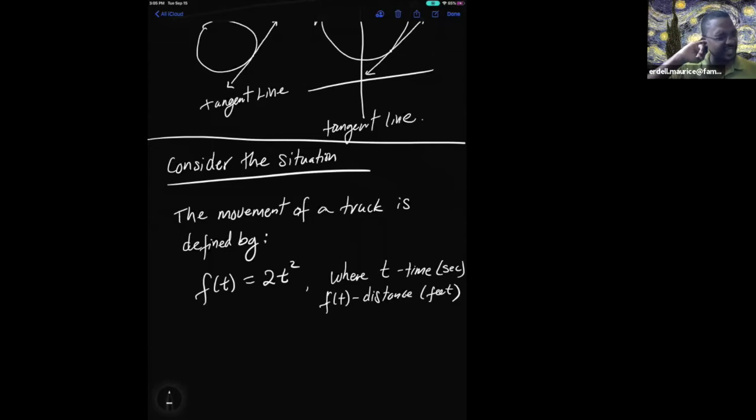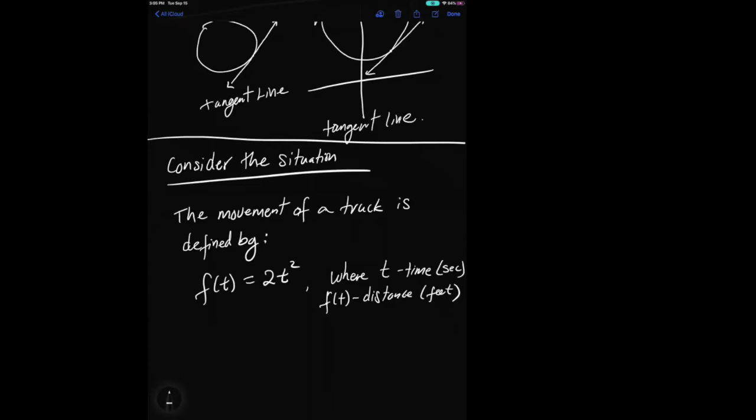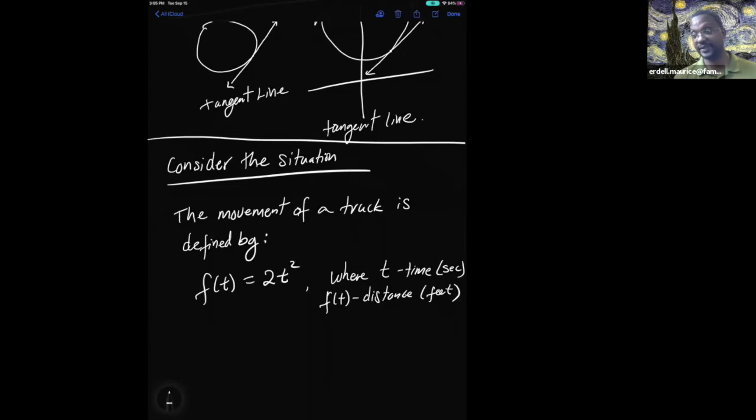Have you seen something like this before? I have an equation, f of t. If I want to tell you how far the truck has moved, you just have to tell me how much time. If I tell you after 3 seconds, you can tell me the distance that the truck has traveled. Have you seen a formula like this before? Because we're about to use the formula right now.